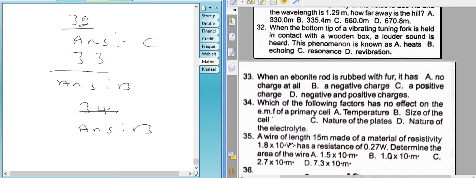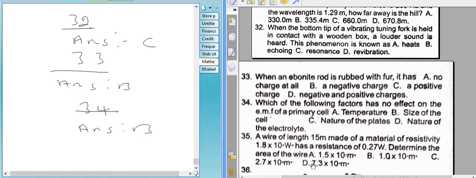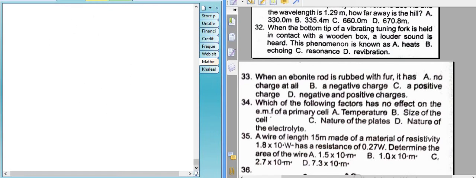Then question 35. A wire of length 15 meter made of a material of resistivity 1.8 exponential 2 ohm per meter has a resistance of 0.27 ohm. Determine the area of the wire. So resistivity is ohm meter. So now question 35.